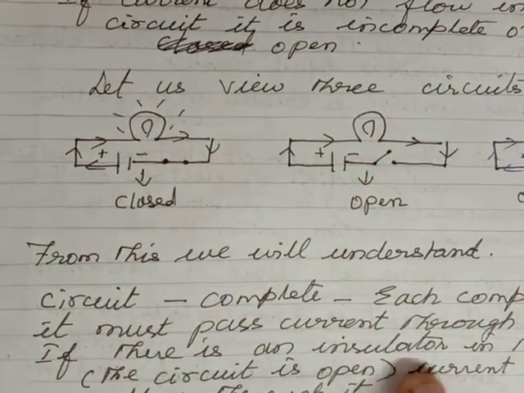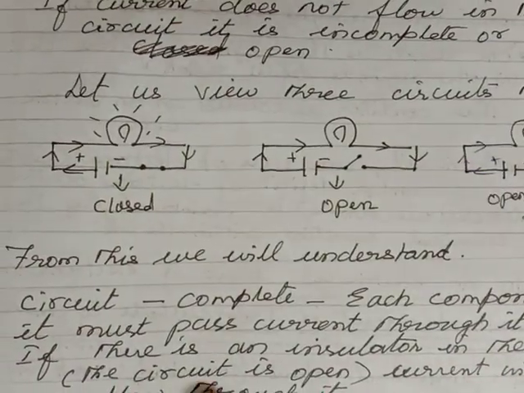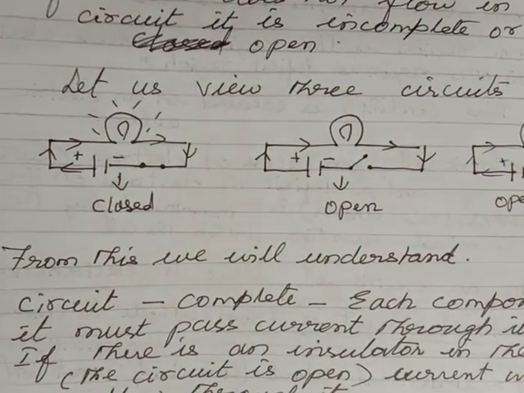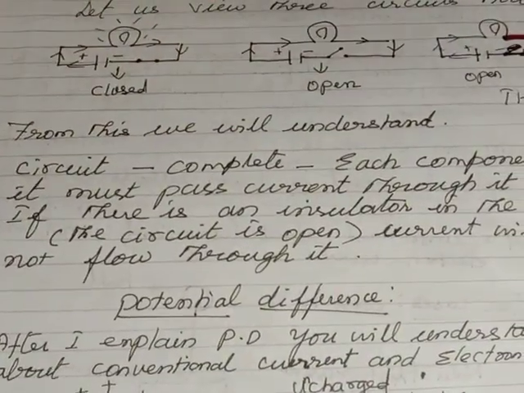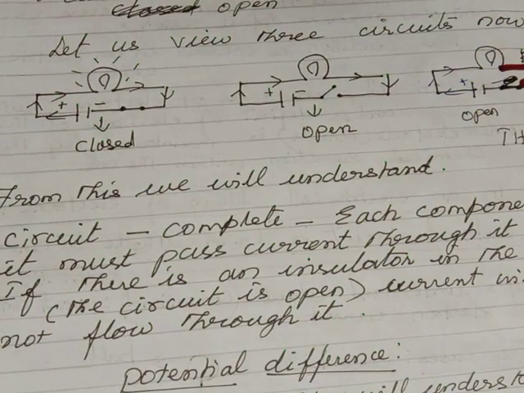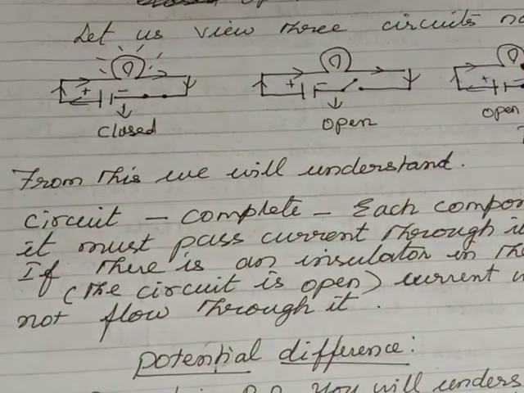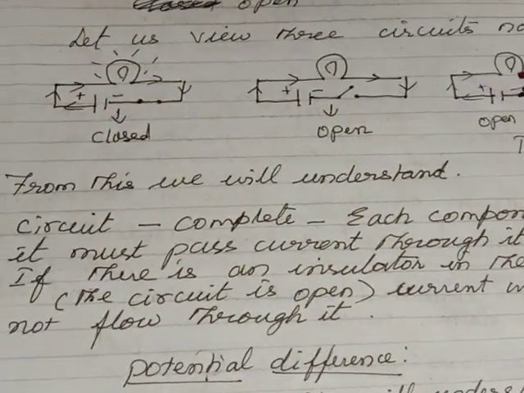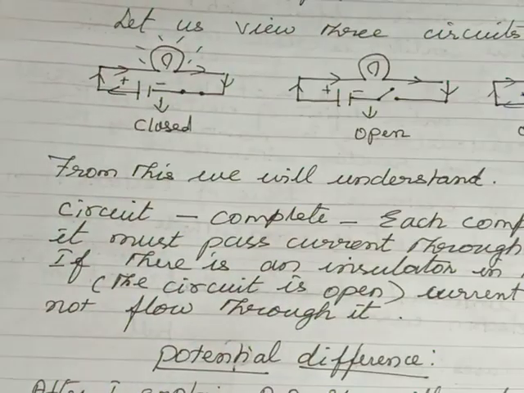Okay. If there is an insulator in the path, here what is the insulator? Thread acts as the insulator. If there is an insulator in the path, the circuit is open and current will not flow through it. So I hope you have understood the concept of closed circuit and open circuit. We have 3 diagrams also. Very interesting and easy to score marks.